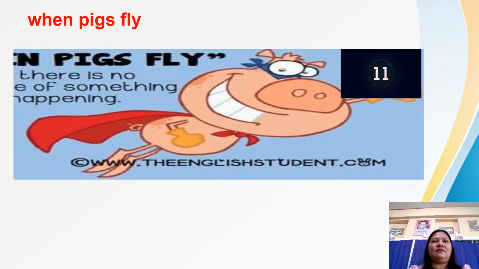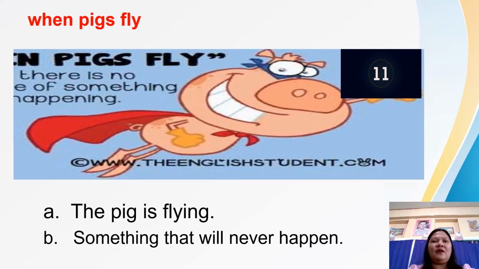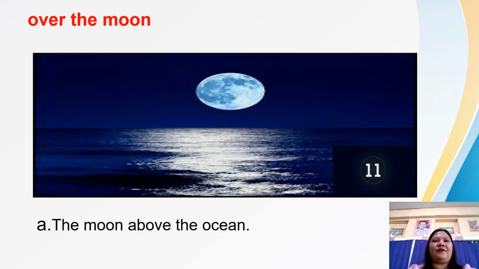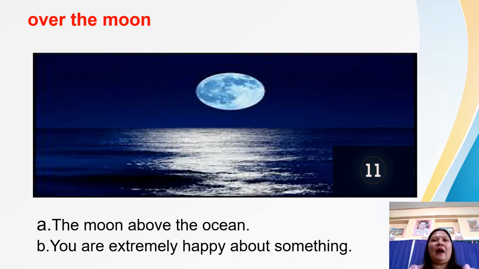The next picture is, when pigs fly. When pigs fly means A. The pig is flying, or B. Something that will never happen. Third picture, over the moon. What does it mean? A. The moon above the ocean, or B. You are extremely happy about something.